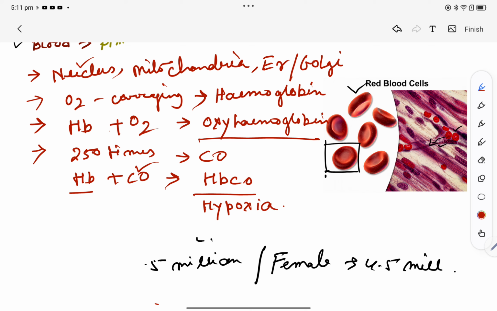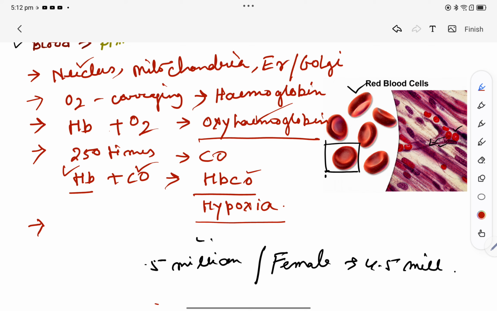Now, if you are in a very congested place, if there is a lot of pollution, car honking, and there is fire without any proper ventilation, then you can suffer from hypoxia, because the carbon monoxide will bind with hemoglobin and oxygen will not be able to bind with hemoglobin. So instead of oxyhemoglobin, carboxyhemoglobin will be formed.